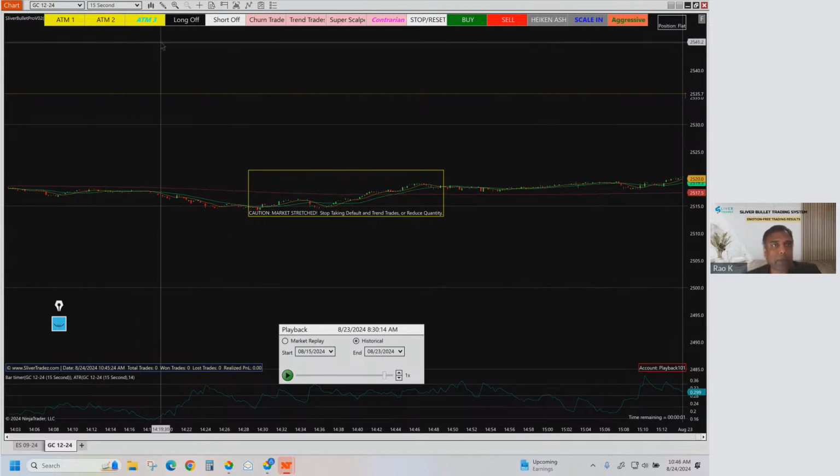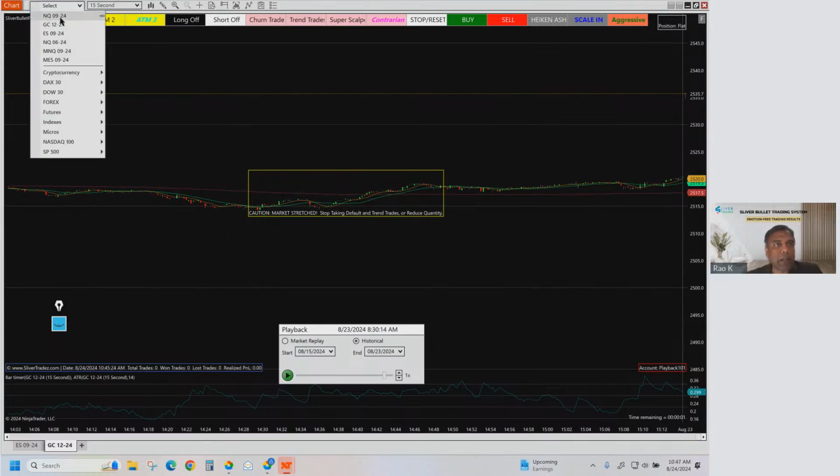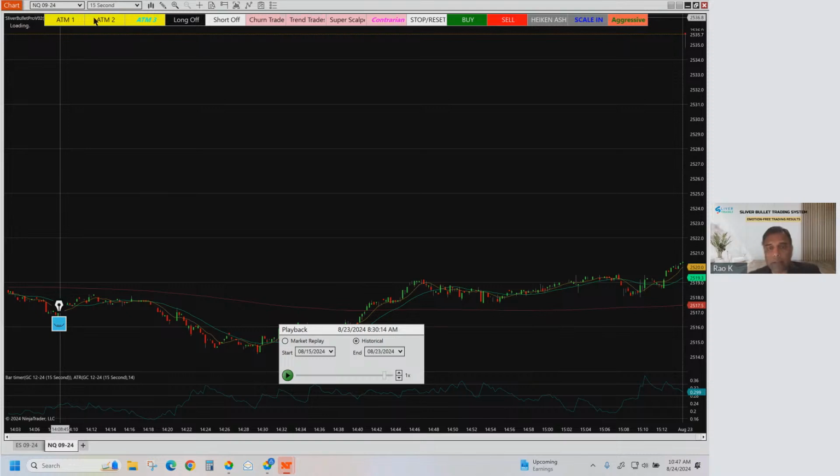Okay, I'm in the wrong instrument. I usually show with the NASDAQ. NASDAQ is the one that has a good movement. And so I'm going to load NASDAQ NQ here. I'm going to use a 15-second chart. The computer is really running slow today for whatever reason, but still loading.